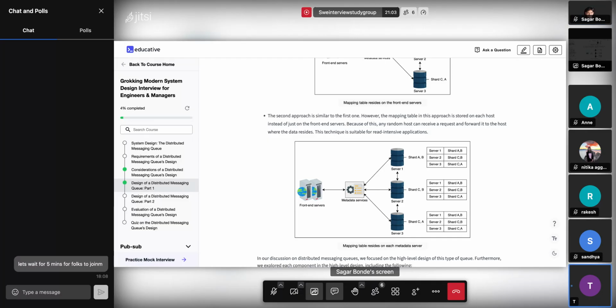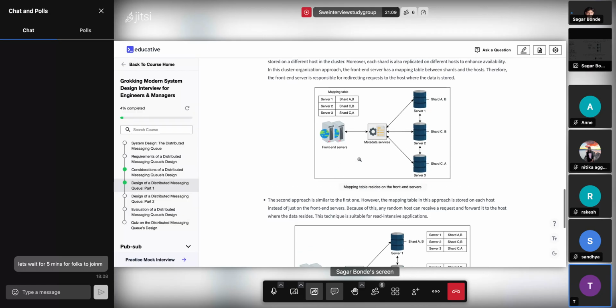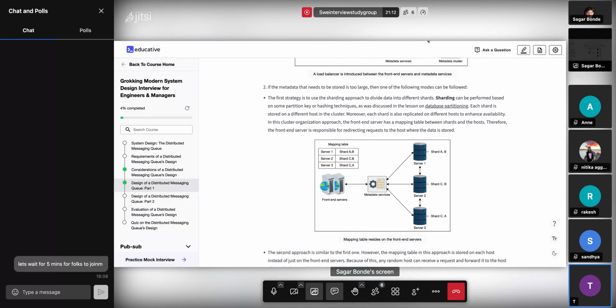So what kind of information does it have? The same thing that I mentioned, right? Where the data is located, like a table or the mapping. Oh, okay, got it.